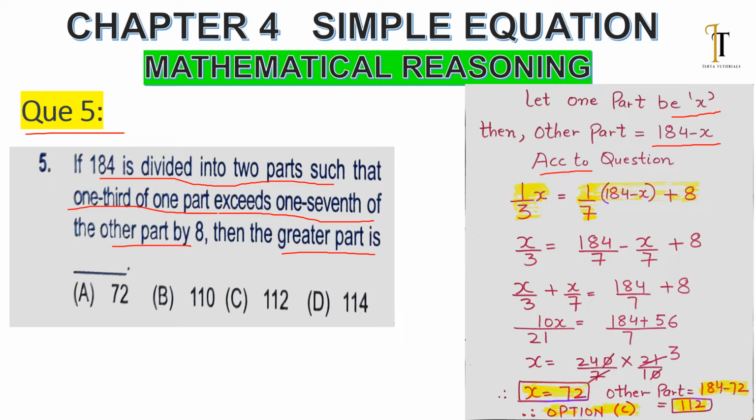Now according to the question, 1/3 of one part, meaning 1/3 of x, exceeds 1/7 of the other part, meaning 1/7 of 184 minus x, by 8, meaning plus 8. Now we have to solve for x. On solving we got at the end x is equal to 72. Then the greater part, or you can say the other part, will be 184 minus 72, that is 112. Now let's check in the options. So it will be option C.